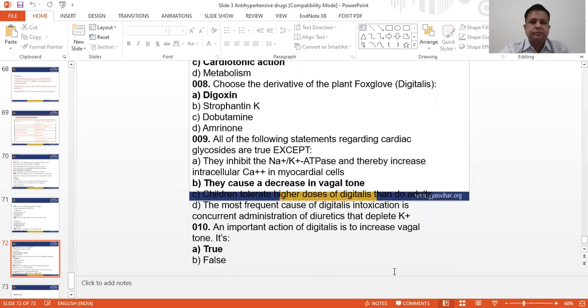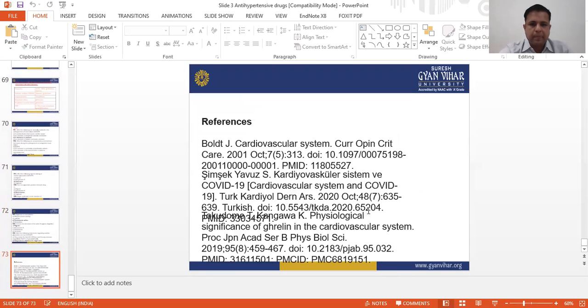Last question: an important action of digitalis is to increase vagal tone. Is it true or false? So it is true. These are the references for this antihypertensive drugs topic.